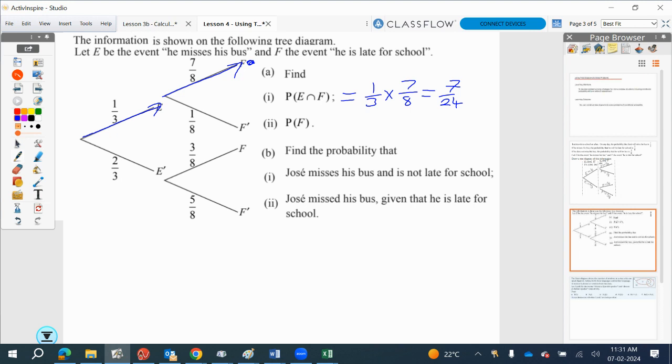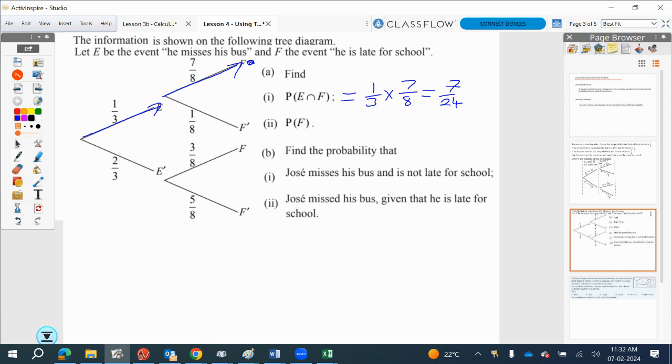So do we always have to simplify or? Typically, with these type of tree diagrams, all of the leaf node probabilities will be over 24. Some will simplify and some won't. So I tend to leave them unsimplified because sometimes we have to add them together. So if they're all over 24, much easier to add them.